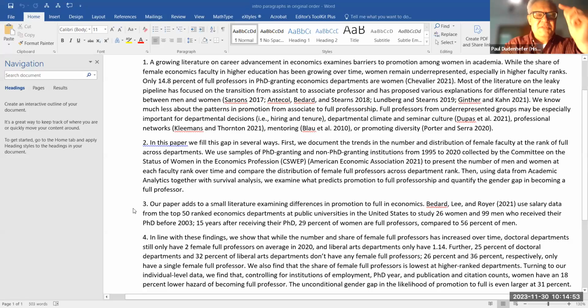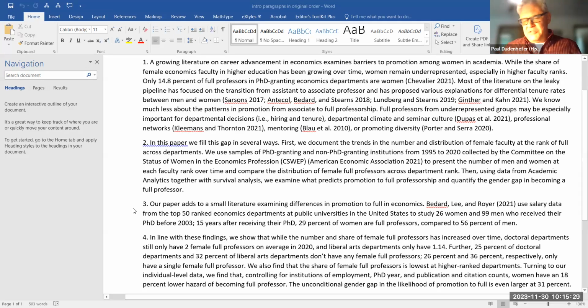Okay, now you should see the paragraphs in the actual order in which they appeared in the paper. The first paragraph should begin a growing literature on career advancement. Do you see that, Derek? Yes. Okay, great. Let me talk about some features of this introduction that I think will be helpful for you to bear in mind as you write your own introductions.